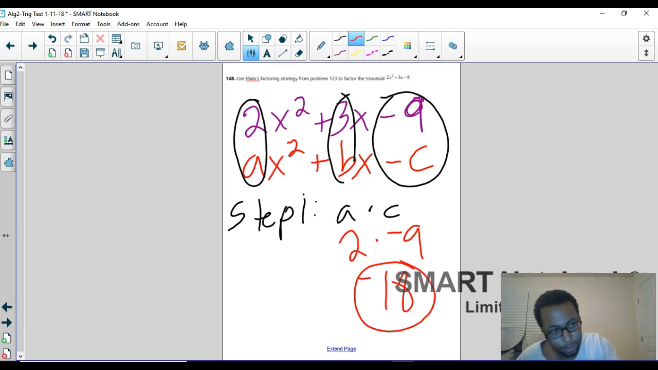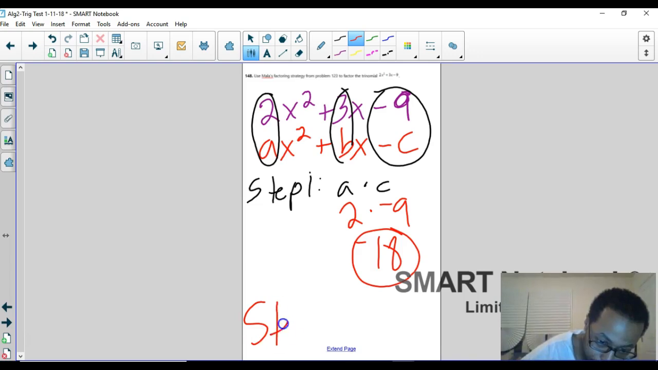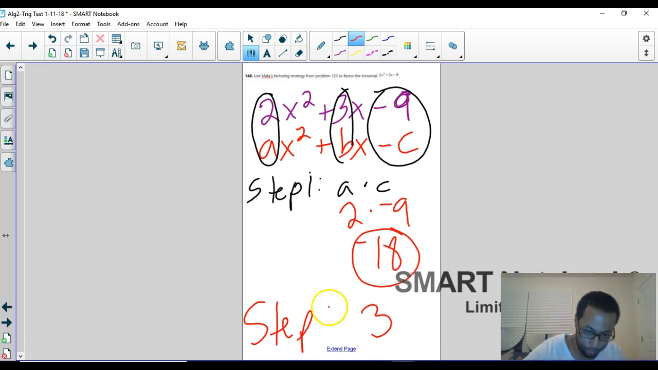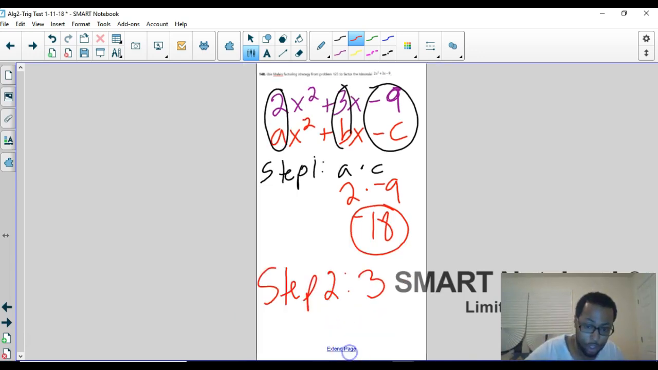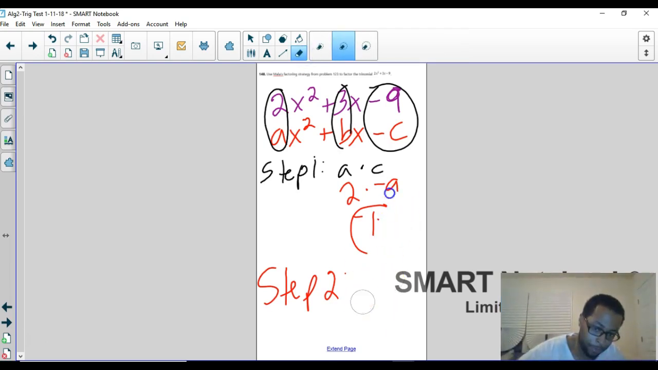Step 2, I'm going to take b. In this case, b is going to be 3. So here's what I have to tell myself. I have to find two numbers. I'm going to erase this. You can always rewind back if you didn't get that.